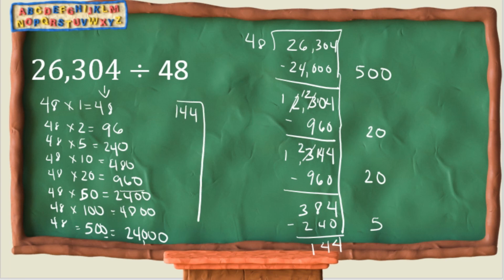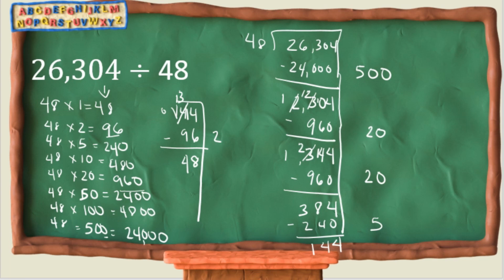I'm going to continue. So a number closest to 144 without going over would be 96. So I'm going to take away 96. And I had 48 times 2 gave me 96. So let's subtract. Borrow 1 from the 4, that leaves 3. That's now 14. So 14 minus 6 is 8. 3 minus 9, I can't do that. 13 minus 9 is 4. So I'm left with 48.